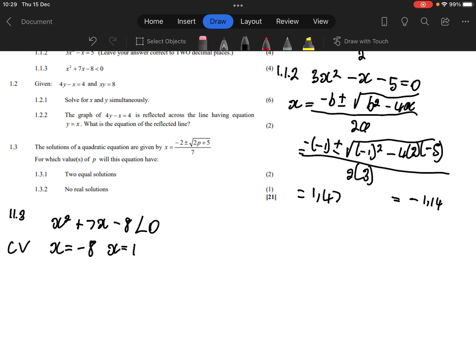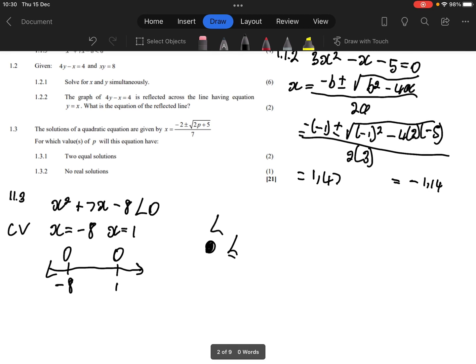From here we draw up our number line. Just a rough number line. Negative 8 comes first, positive 1 after it, and we draw 2 circles on the top of these numbers. When the circle is uncolored, it represents just a normal inequality like that. If it is shaded in, it represents an equals to inequality. In this case, obviously we just have the normal inequality, so it's unshaded.